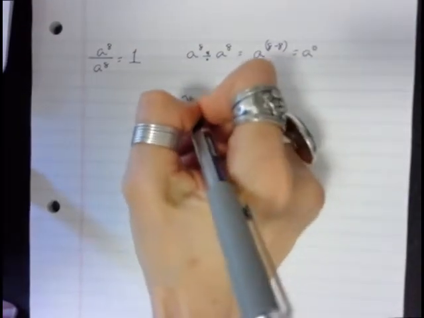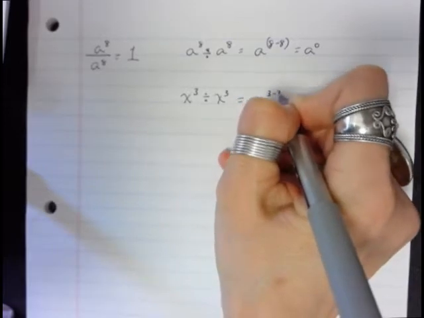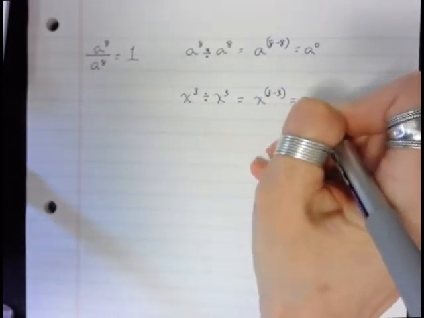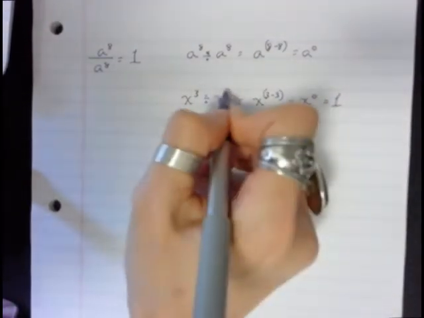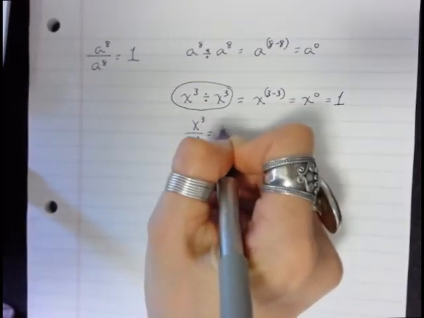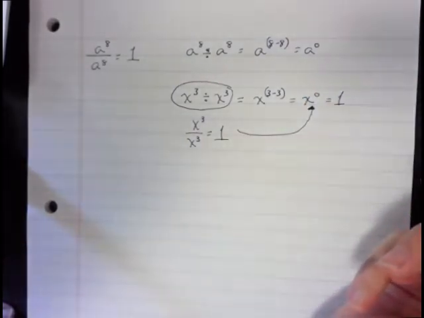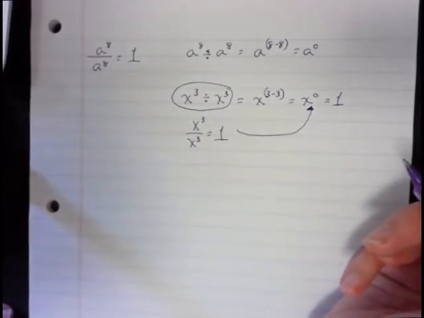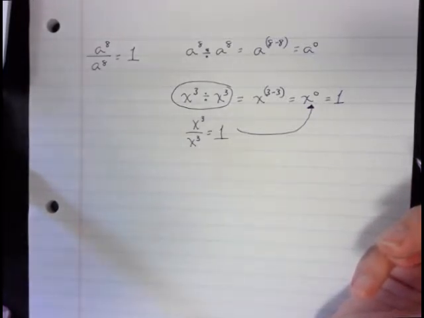Okay, what about x to the 3rd divided by x to the 3rd? Well, the rule says that we subtract the exponents. So I'm going to get x to the 0. And we know that this equals 1. But why does it equal 1? Well, what is x to the 3rd divided by x to the 3rd? It's 1. Which is why x to the 0 power equals 1. And any number to the 0 power will equal 1. That is one way that we can prove negative exponents and 0 exponents.